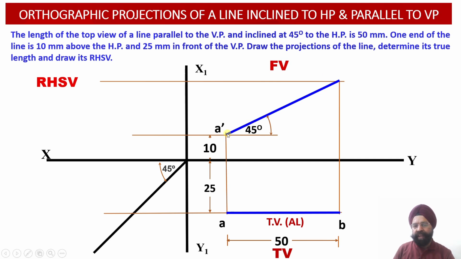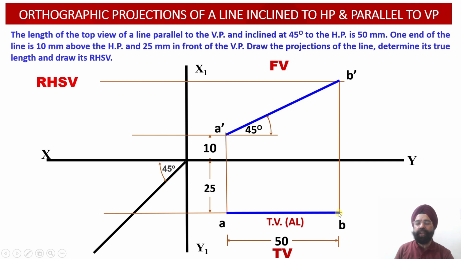So the moment we draw a projector line through A dash and extend it in such a way that it meets the vertical projector line which is emerging from the point B, we get this point of intersection. So this A dash B dash front view projection line has been marked at an inclination of 45 degrees with respect to the horizontal plane.